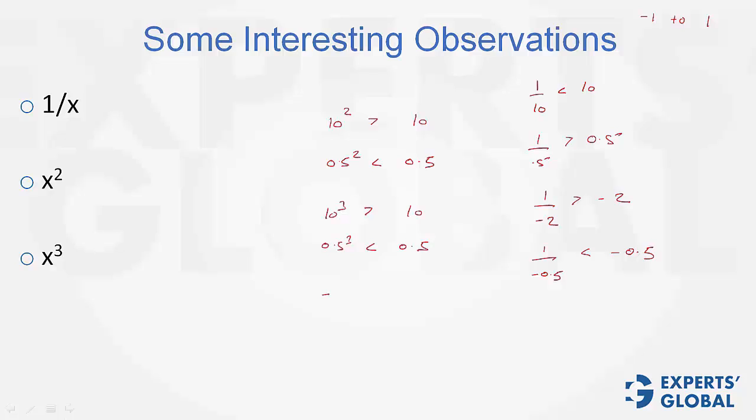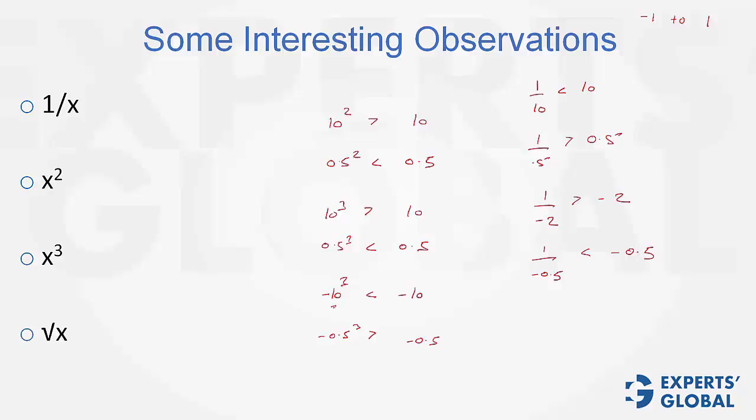In case of negative numbers, see negative 10 cubed, which is negative 1,000, is much smaller than negative 10 itself, because this is a much bigger negative number. However, in the case of the range negative 1 to 0, negative 0.5 cubed, see this becomes negative 0.125, which is a much smaller negative number compared to negative 0.5 itself. Therefore, negative 0.5 cubed is greater than negative 0.5 itself.